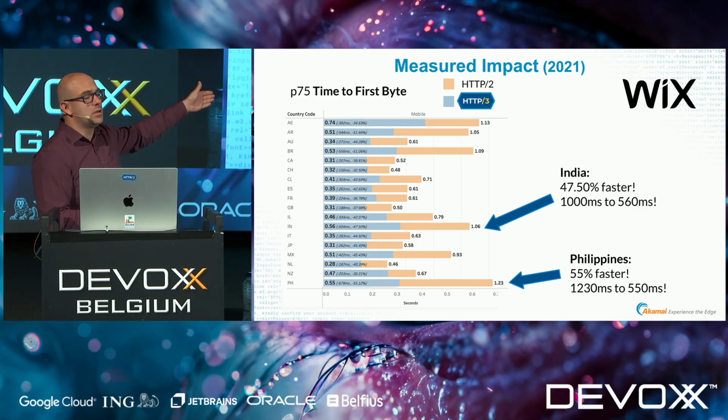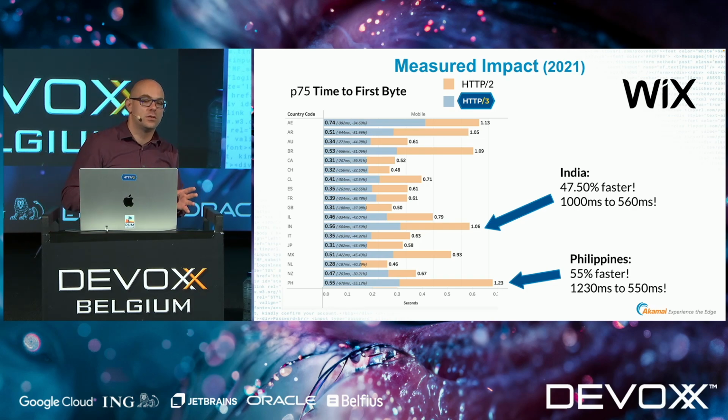Well, a company called Wix, I like to call them the GeoCities of the 2020s. You know, they have millions of websites, and they actually did test this a couple of years ago. They found remarkable results. They found that HTTP3 is up to 50% faster for time to first byte, so the handshake setup that we talked about before, 50% faster than HTTP2 in a lot of the geographies.